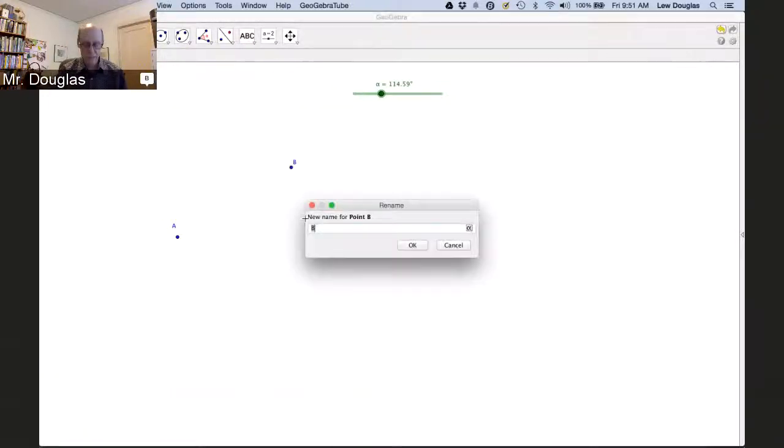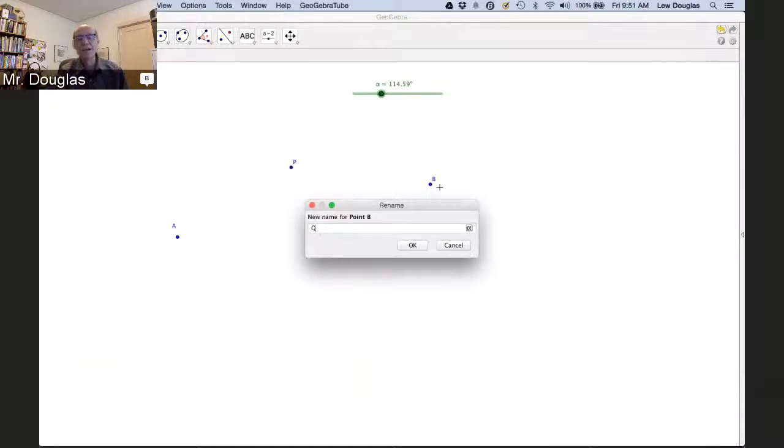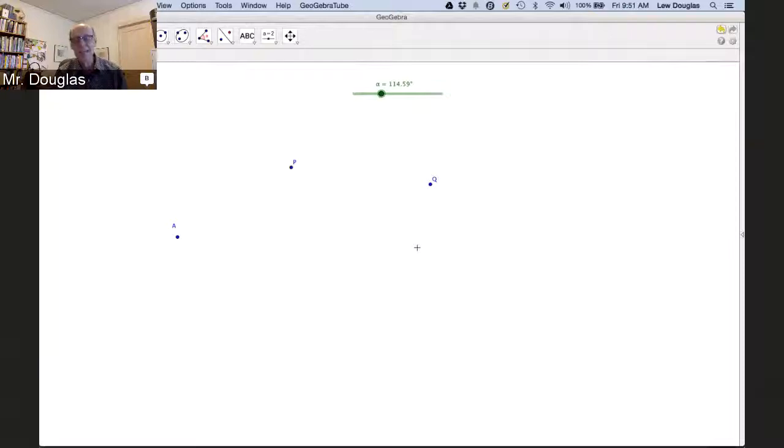I'll call it P. I think if you immediately type, let me try something here for a second. If I do a point here and right away type a capital Q, then you don't even have to rename. You can instantly make it. So that's useful.